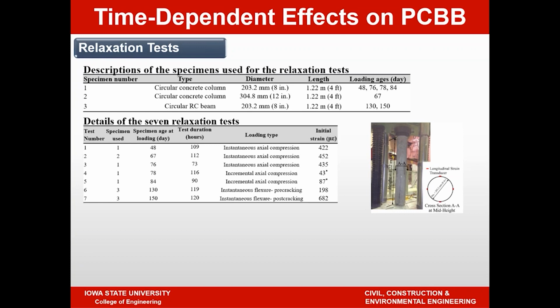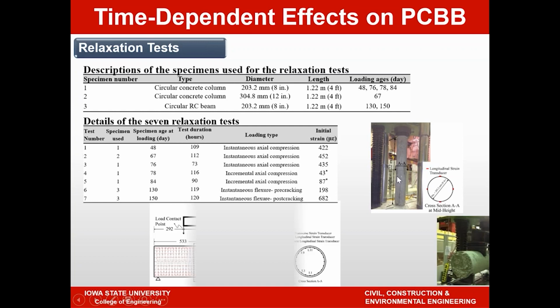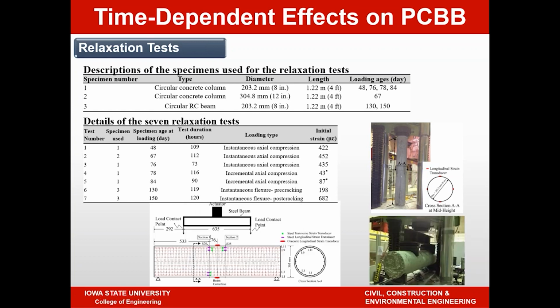What you see here is an axially loaded column. Both of the columns did not have any reinforcement inside. It's just pure concrete, and we wanted to get a feel for how they perform. In the reinforced beam, though, we had longitudinal reinforcement and spiral reinforcement, and the reinforcements also had some strain gauges to capture the strains on the reinforcement during the test.